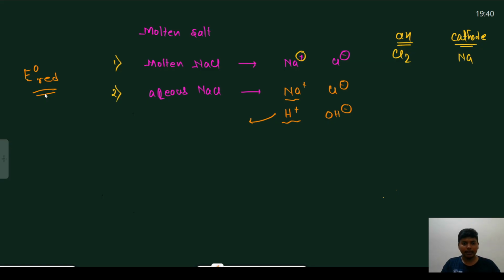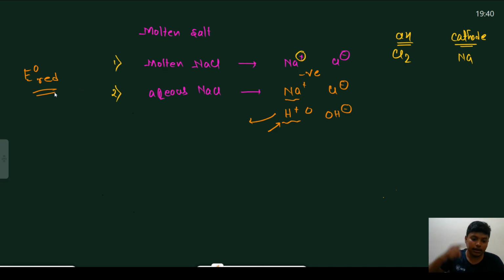Sodium has a negative reduction value, whereas hydrogen has 0. Yes or no? Yes, hydrogen has more. So easily it can get... sorry, easily it can get reduced. Who has more reduction value?